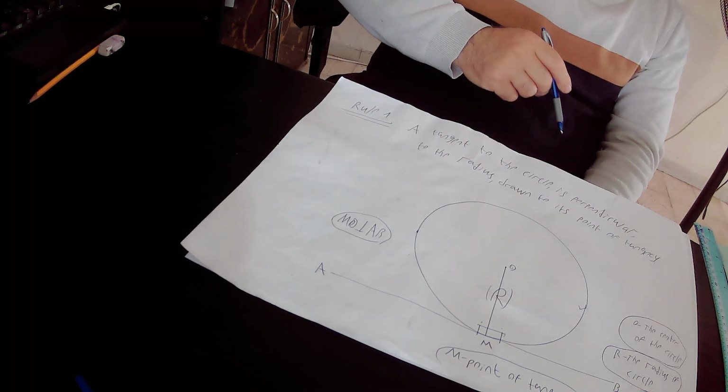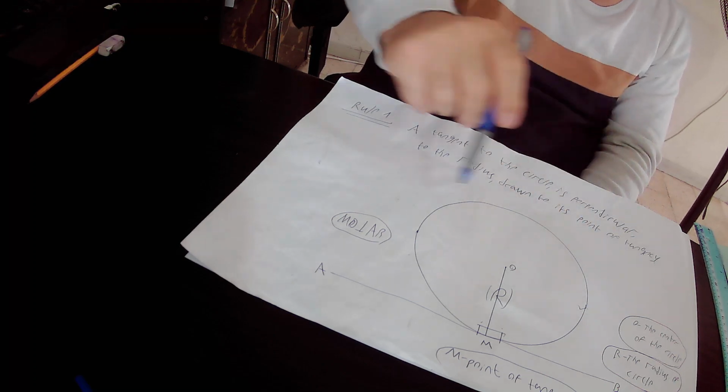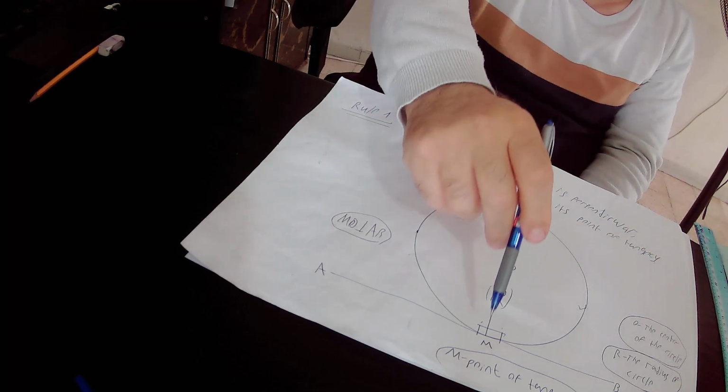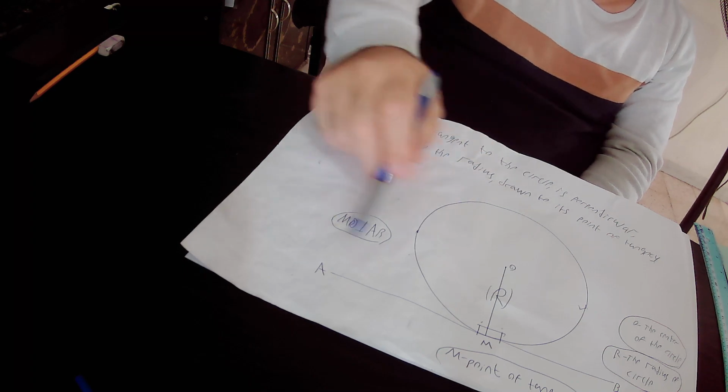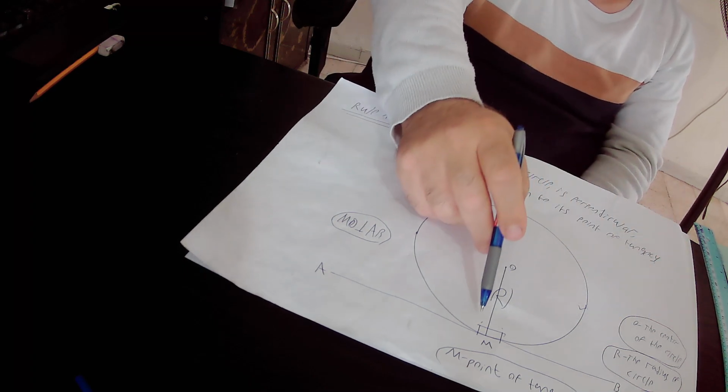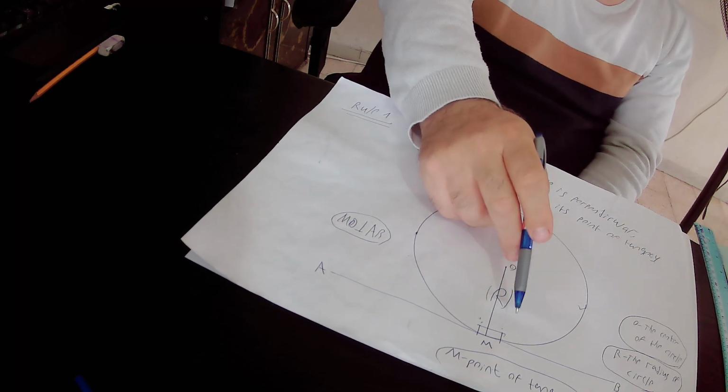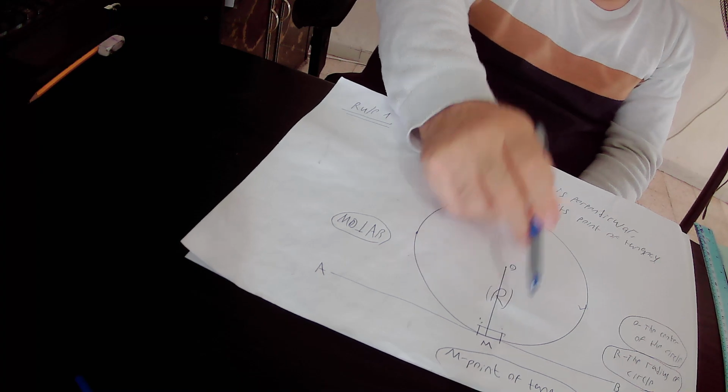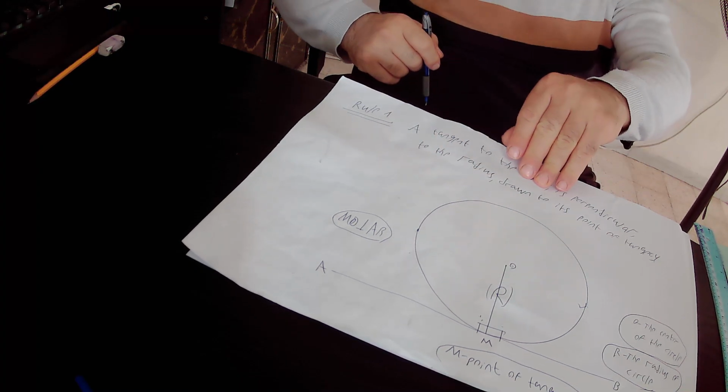And whenever you have a radius that is drawn to the point of tendency, then tangent AB will be perpendicular to the radius MO. If AB is perpendicular to MO, it means that this angle equals 90 degrees, and this angle also equals 90 degrees, according to this rule, rule 1.